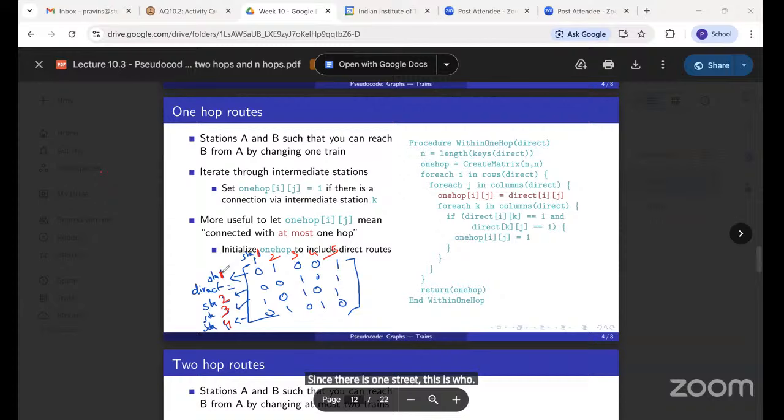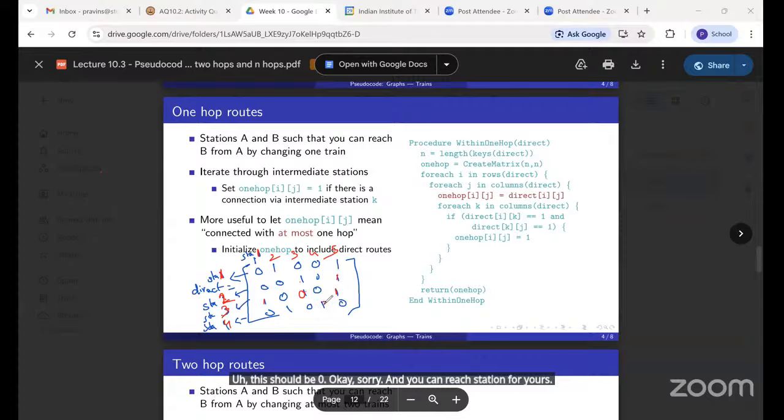And there is also a direct route between station 1 and 5. Similarly, if you take station 2, from station 2 to station 3, there is a direct route. And similarly for station 5. And in station 3, you can reach station 1, station 3. This should be 0. Sorry, and you can reach station 5 also.